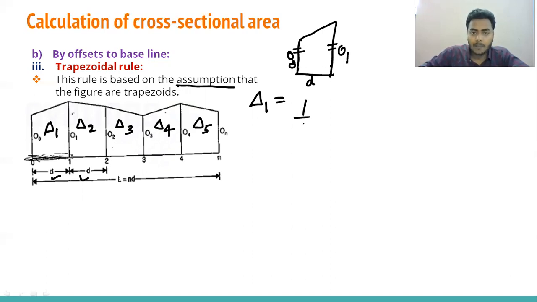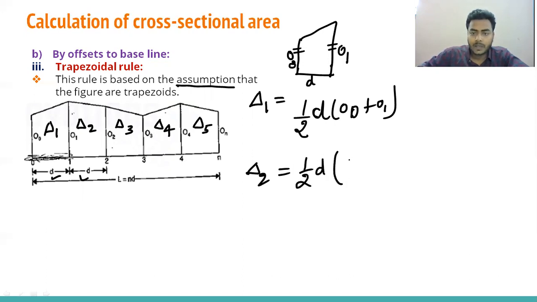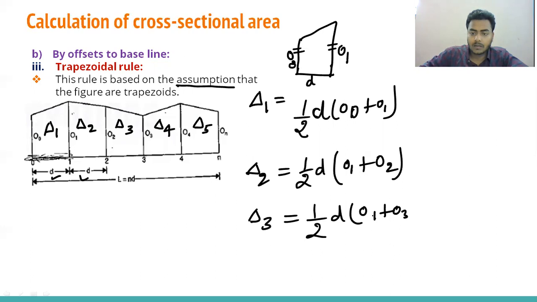So we can calculate half into d into the summation of the parallel lines, O0 plus O1. Similarly, we can write delta 2, that is half into d into O1 plus O2. Similarly we can calculate delta 3, that is O2 plus O3. Now we can calculate like this.